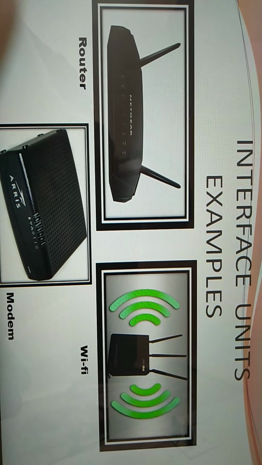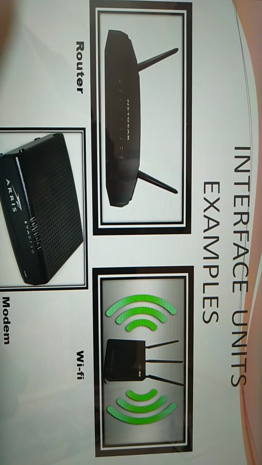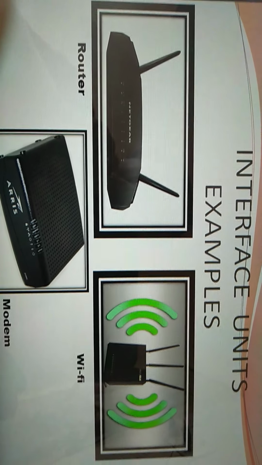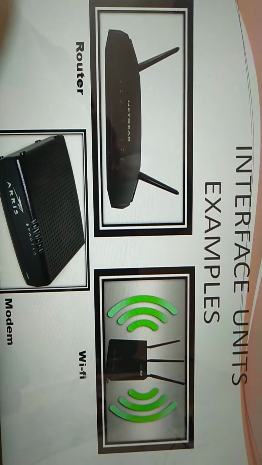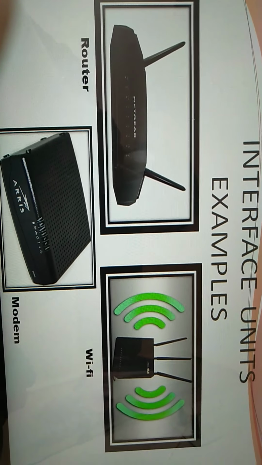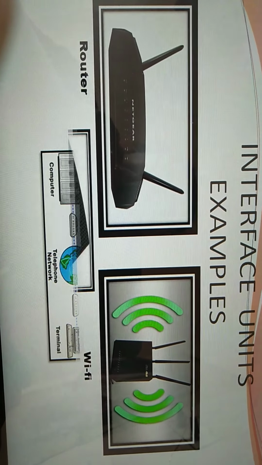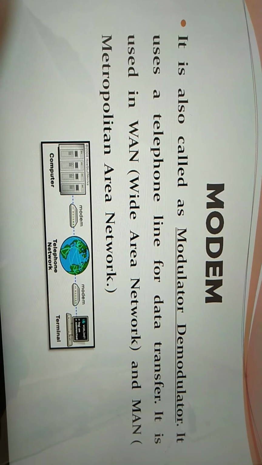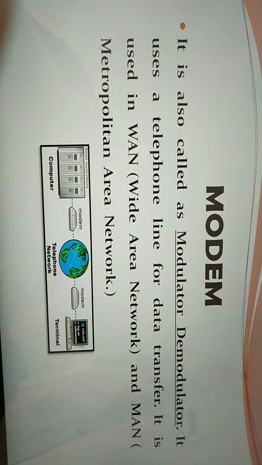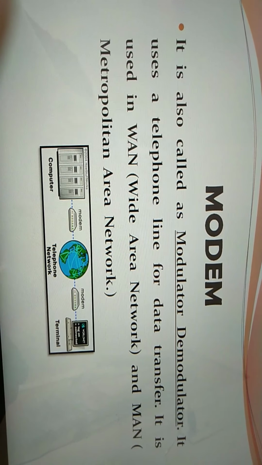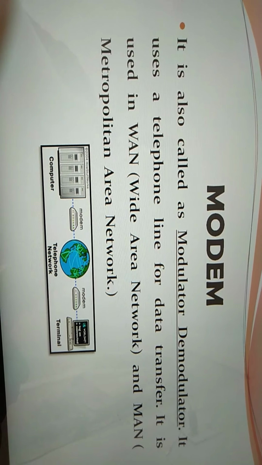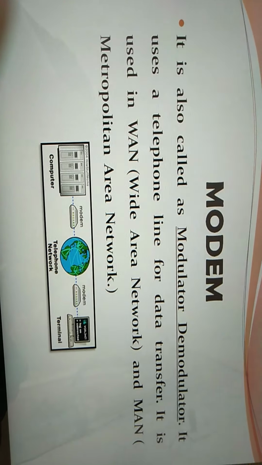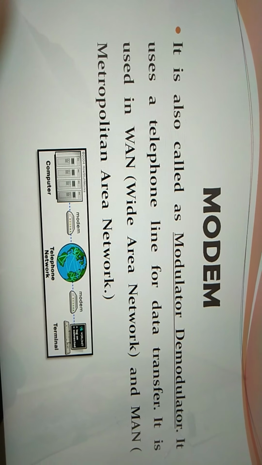Now the examples of interface units are the router, the Wi-Fi and the modem. Now we are going to do in detail all the three units which are examples of interfaces. Now what is a modem? A modem is also called a modulator, demodulator. It uses a telephone line for transfer of data. It is used in WAN, that is wide area network, and MAN, metropolitan area network.